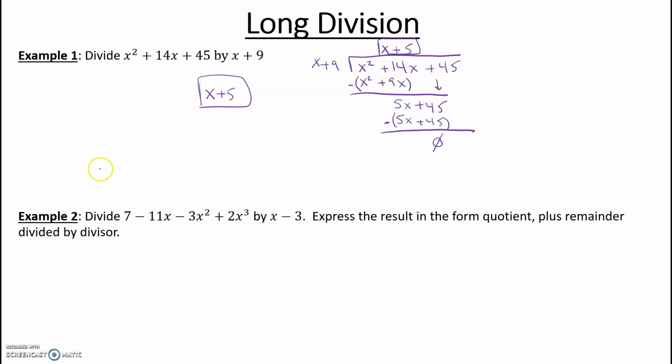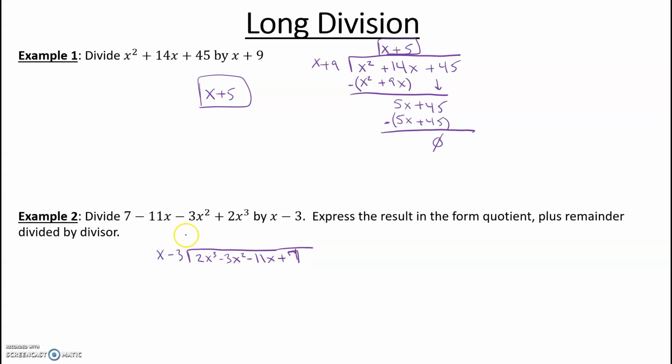All right, let's do it again. So this one had no remainder. There was nothing left over. Now we're going to experience one with a little remainder going on here. So x minus 3. Notice this is not in standard form, so I'm going to go ahead and put that in standard form as I'm going. So 2x cubed is going to come first, then a minus 3x squared, then a minus 11x, and a positive 7.